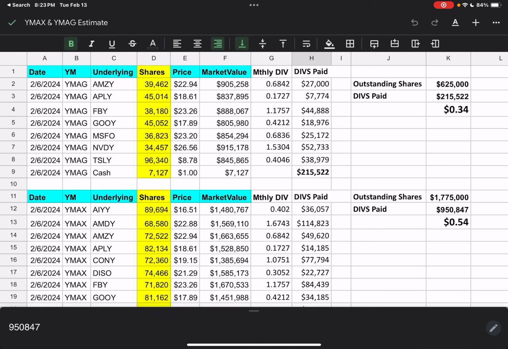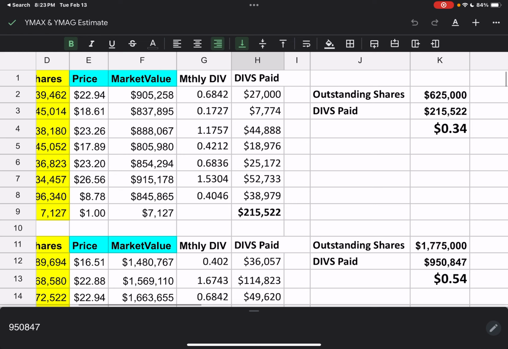And then what I did do is I checked, and today I didn't see it change, and it could change when it posts tomorrow. But as of the holdings pulled today, it shows the outstanding shares for YMAG is 625,000. And then, of course, then we have the dividends paid. And then, sorry, I don't have the formula in there. But then I just divided that in there, and that's how much I got for each share. Because, yes, this is the dividend that was paid, or that would be paid for those underlying YieldMax ETFs.